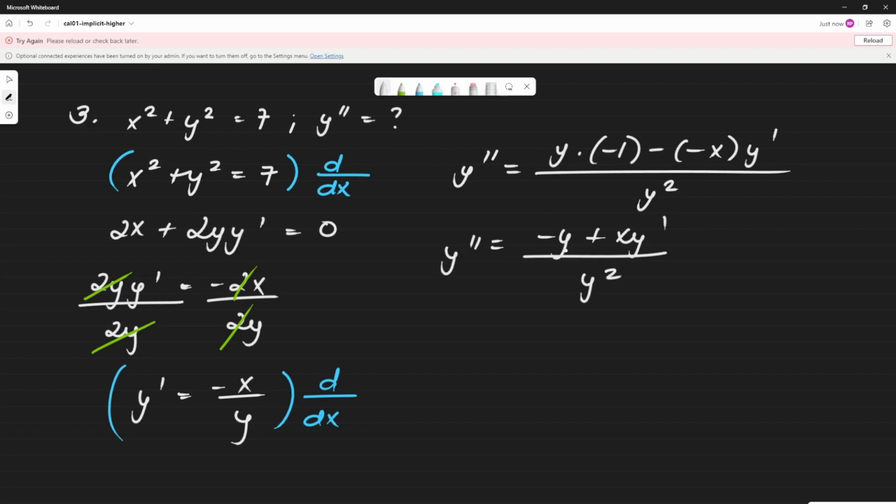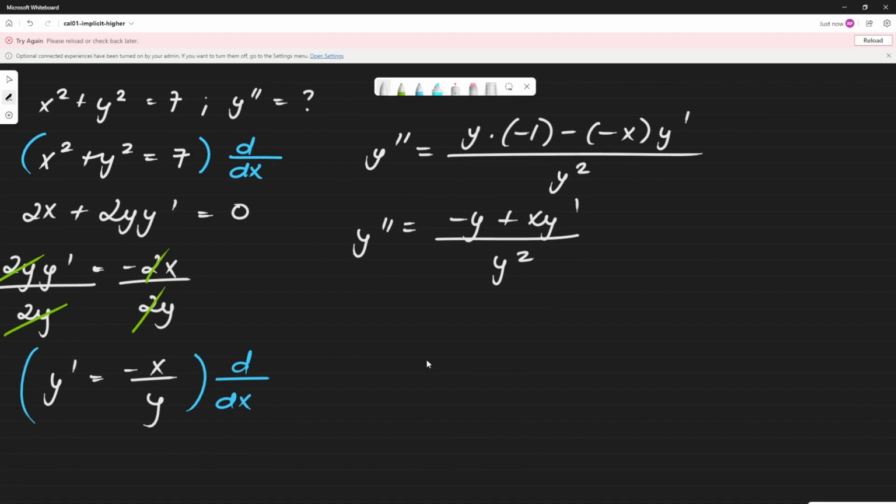However, we have y prime. As much as possible, we do not want to express this as a derivative of another derivative. So, we need to make this as simple as possible. So, how are we going to do that? Go ahead, check. You can pause the video. Okay, yes, correct. So we are going to use the value of the first derivative.